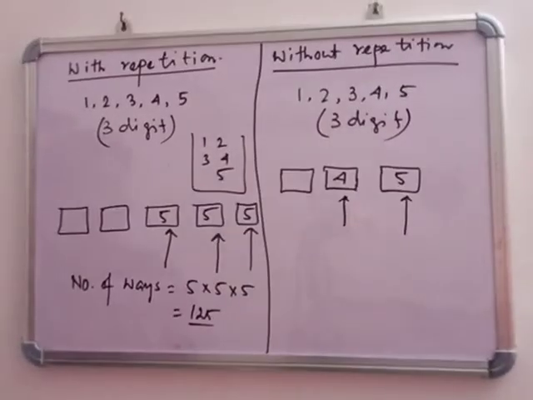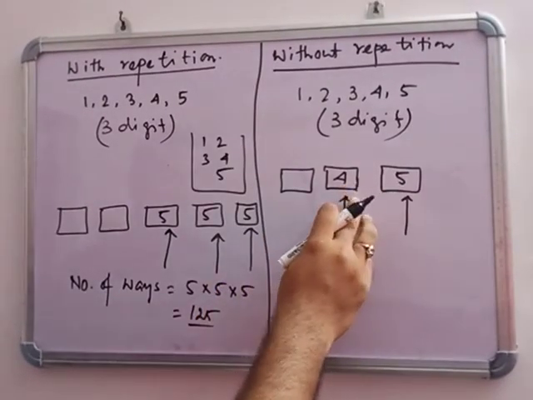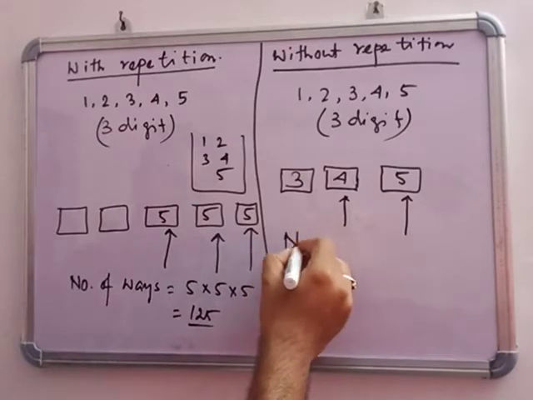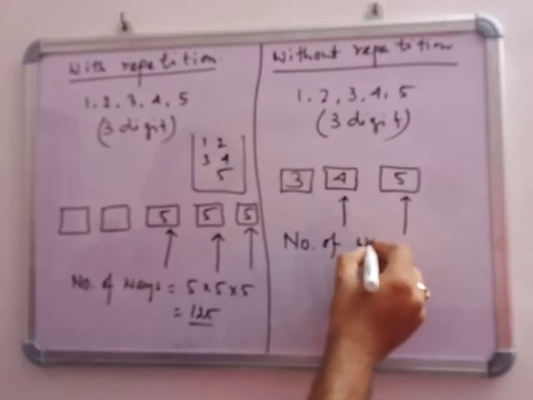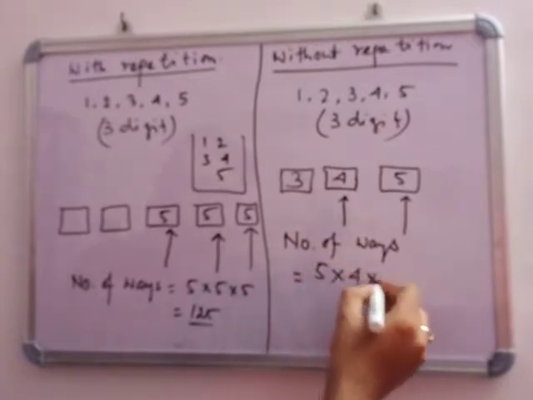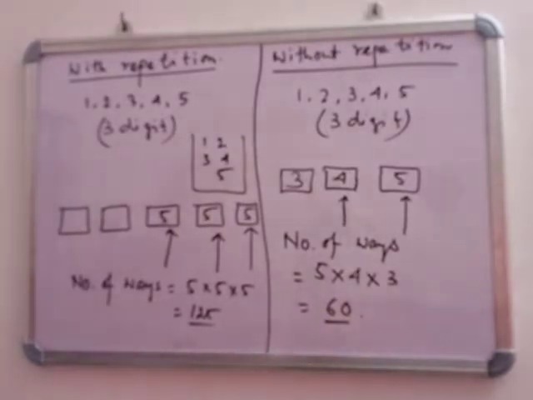So after that, 4 numbers are there in your hand. If you put anything, then 3 numbers are there in your hand. So you have to put here 3. That means the number of ways is 5 into 4 into 3, that means 60. There are 60 different ways without repetition. So there is a difference between with repetition and without repetition.